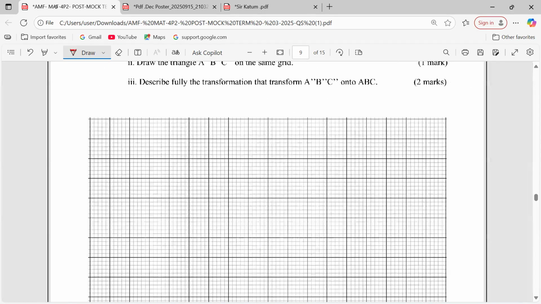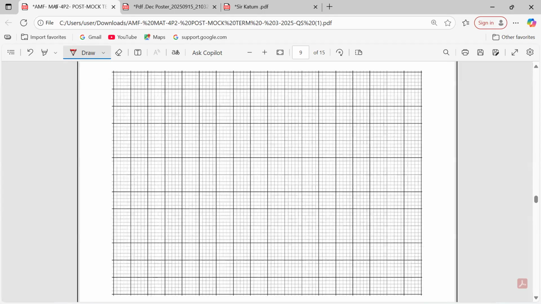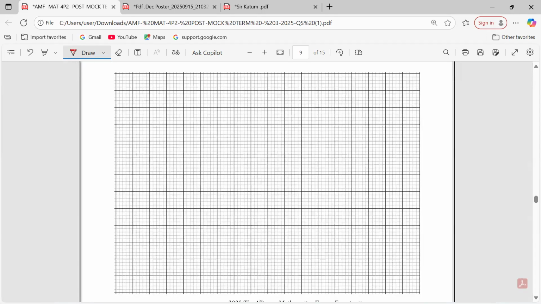Let me zoom it to ensure that everything that we are doing is visible from that particular end.